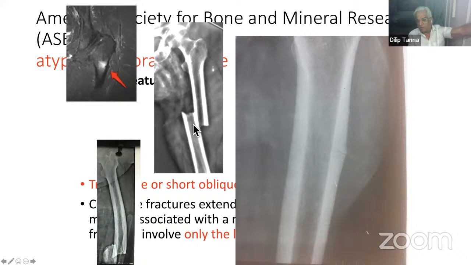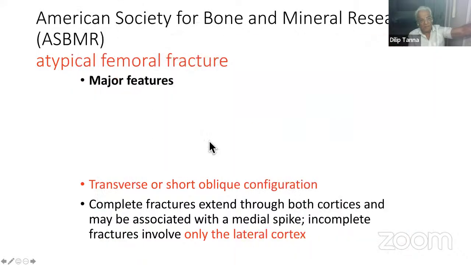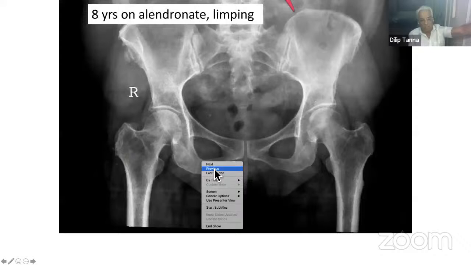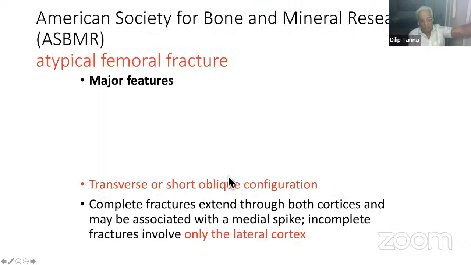Because if in case it fractures, then I think the whole patient goes through a completely different cycle. If you pick it up at this stage and nail it, then the patient has a far better prognosis than at this stage. This is a fracture. If it goes to this stage, then whatever fixation you do, chances of non-union increase very rapidly. Major is transverse or short oblique configuration. Complete fracture extends through both cortices and may be associated with a medial spike. Incomplete fracture involves only the lateral cortex.